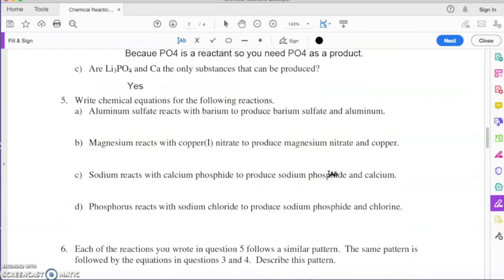All right, so I want you to write down these chemical equations for the following reactions. I'm going to pause it now. Please pause it yourself and do that.